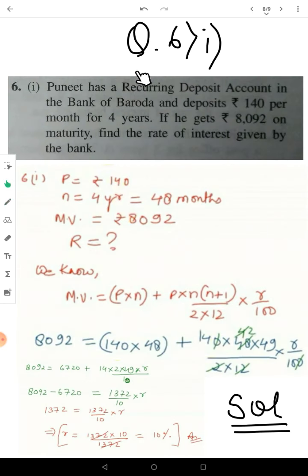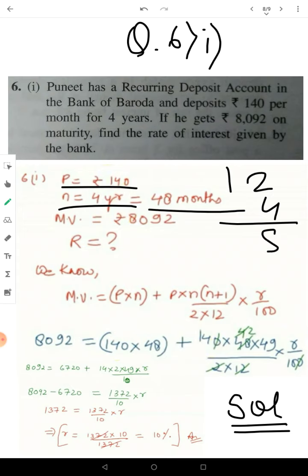Let's see question number 6, first subpart. Punit has a recurring deposit account in the Bank of Baroda and deposits rupees 140 per month for 4 years. If he gets rupees 8,092 on maturity, find the rate of interest given by the bank. Now let's see. Principal is given, rupees 140. N is 4 years, that is 48 months. Just convert it, 12 into 4 is 48. Now, maturity value is rupees 8,092. Rate of interest we don't know, we have to find it.